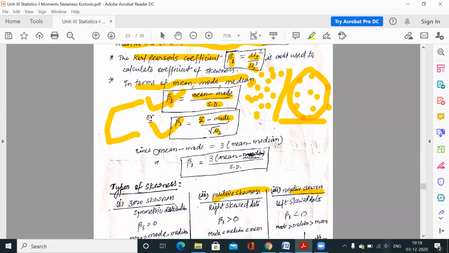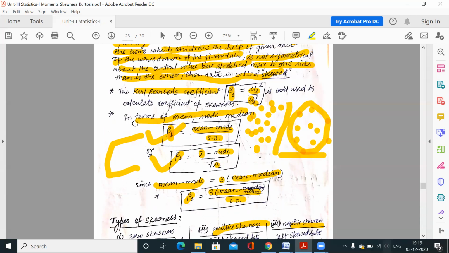Again we have one relation between mean, mode and median: mean minus mode is equal to 3 times mean minus median. Here we have mode, here we have median. Suppose we already know the median of the data, then we will use this expression. Mean minus mode is 3 times mean minus median, so replace mean minus mode by 3 times mean minus median. So we have another form of the formula: 3 times mean minus median divided by standard deviation.